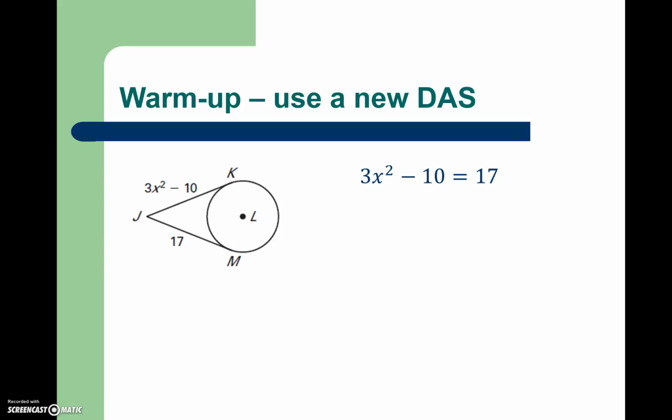So 3x squared minus 10 is equal to 17. I'm going to add 10 to both sides and divide by 3, and I'm left with x squared is equal to 9. So since it says x squared is equal to 9, the opposite of squaring something is to take the square root. So I'm going to square root both sides. The correct answer here is positive and negative 3.